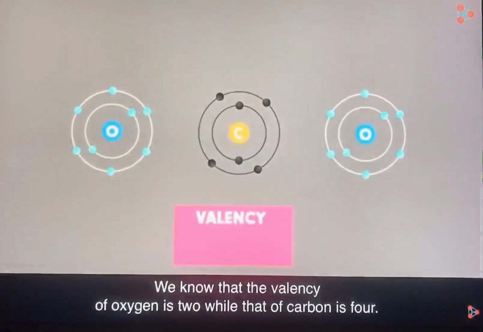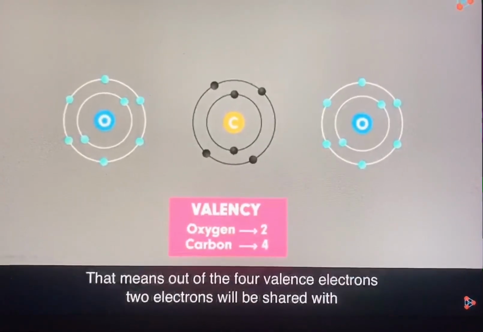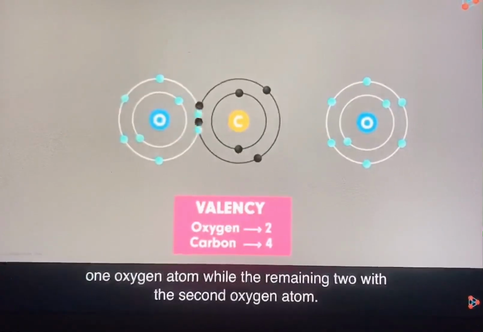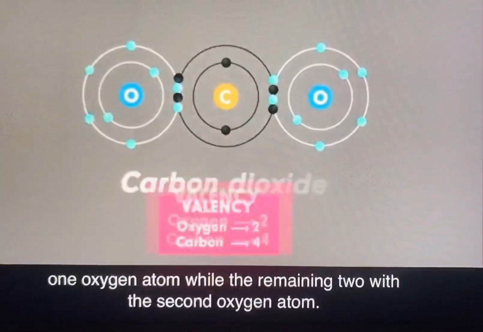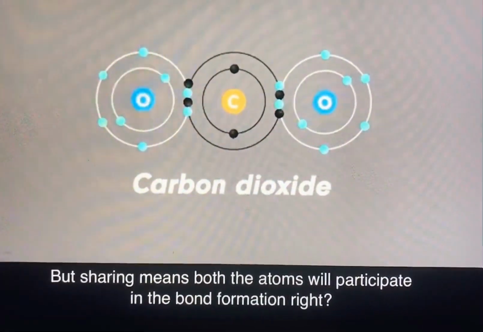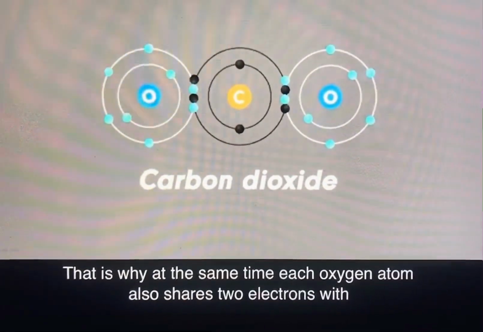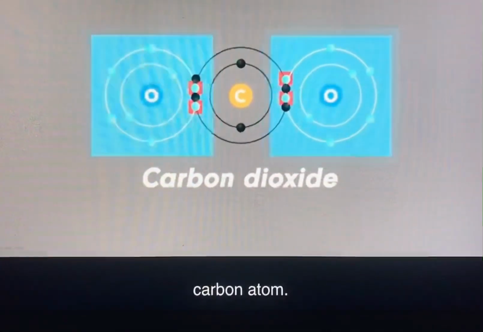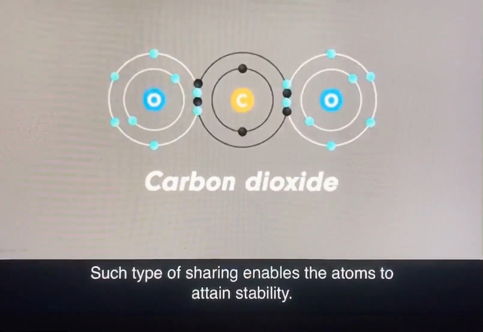We know that the valency of oxygen is 2 while that of carbon is 4. That means out of the 4 valence electrons, 2 electrons will be shared with 1 oxygen atom while the remaining 2 with the second oxygen atom. But sharing means both the atoms will participate in the bond formation, right? That is why at the same time, each oxygen atom also shares 2 electrons with carbon atom. Such type of sharing enables the atoms to attain stability.